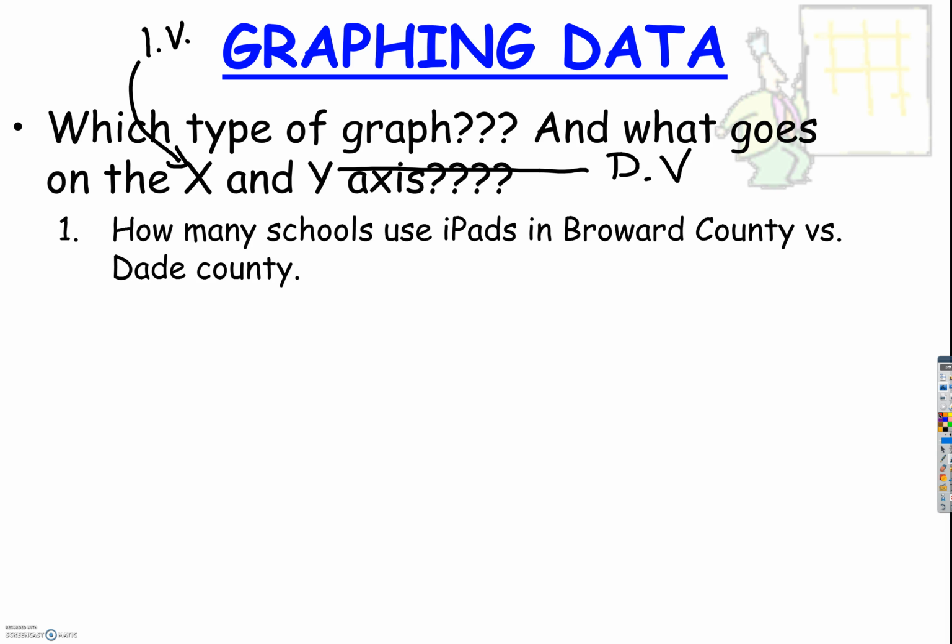The county is what we are comparing. So Broward County and Dade County, that will be our x-axis because that's our independent variable. And then the number of schools will be our y-axis because that's actually the measurements, the data that we're going to collect. Think of your y-axis as being the data that you actually collect. You're not in control of that.